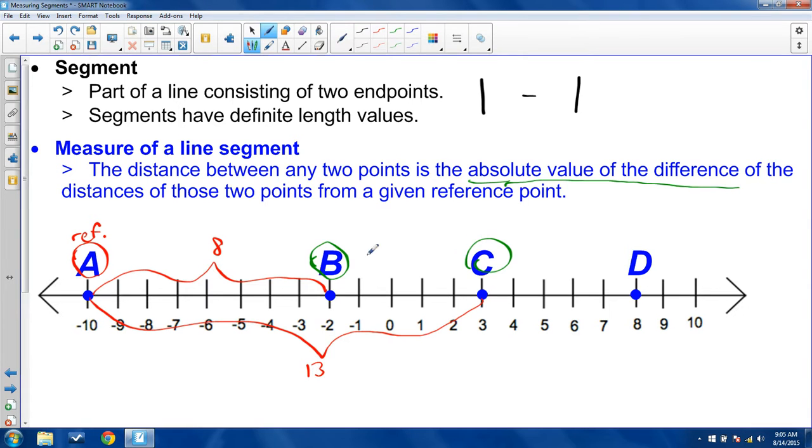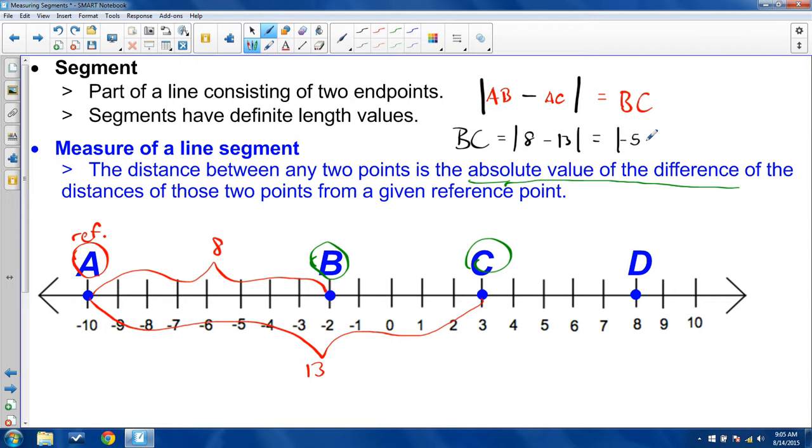So to find the distance of BC here, we're going to subtract the distance from one of our points to the reference point, AB, with the distance from our other point with our reference point, AC. So AB, that length is, let's do BC, that length is 8 minus 13. And 8 minus 13 is negative 5.